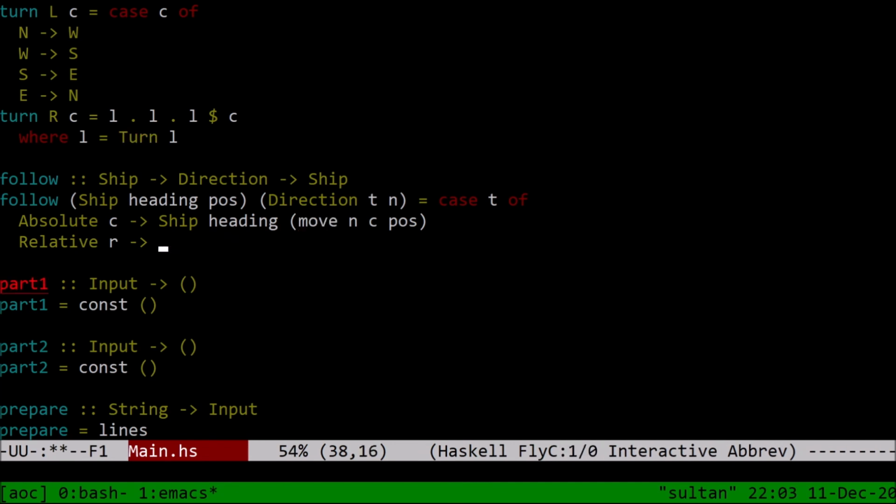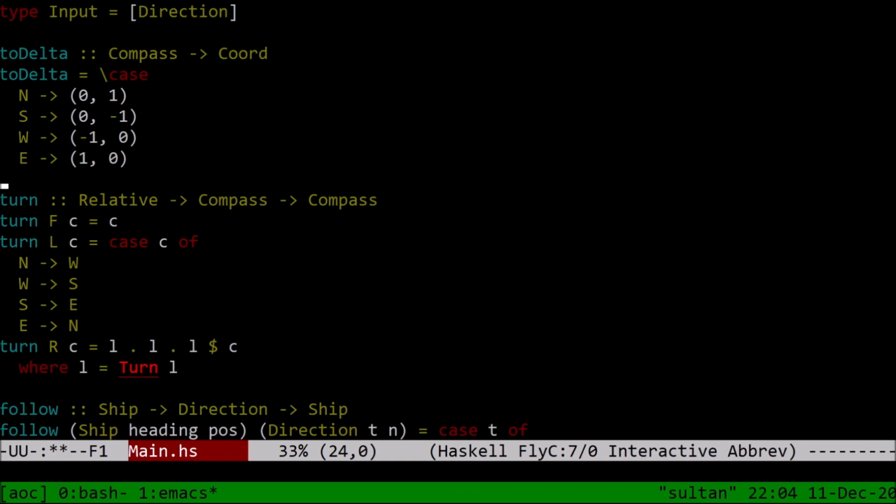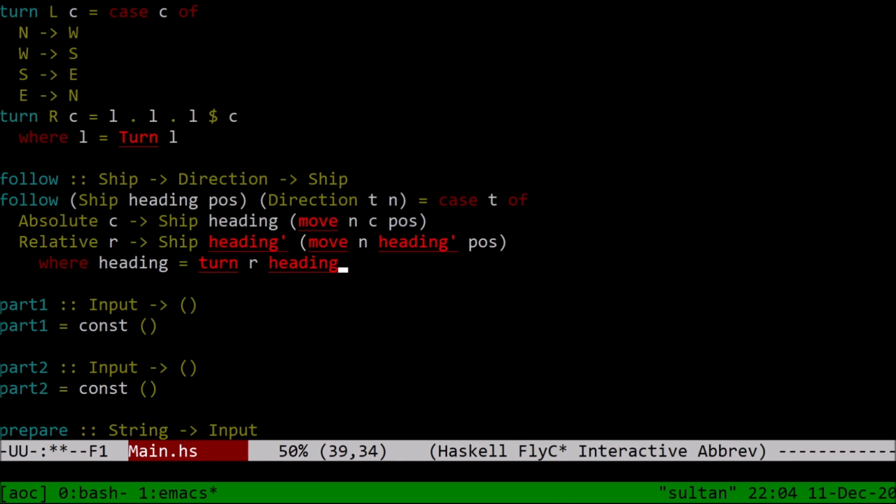And now we will say it is a ship. Oh, right. In this case, we need to change our heading. Move N heading pos, where heading equals turn heading R. These are backwards. Turn R heading. Okay.